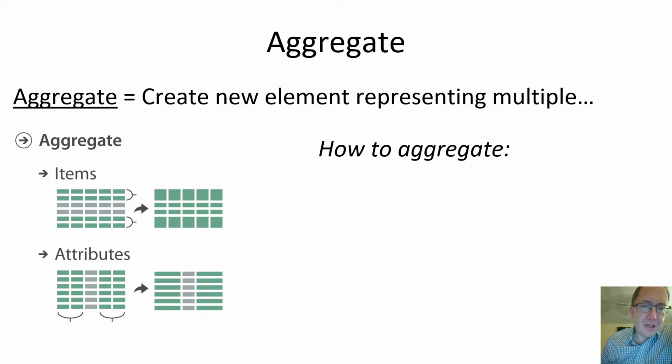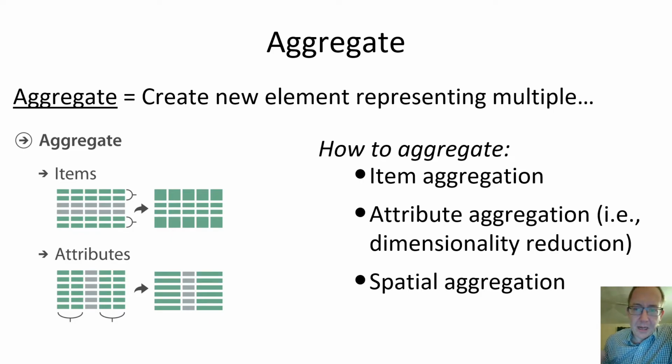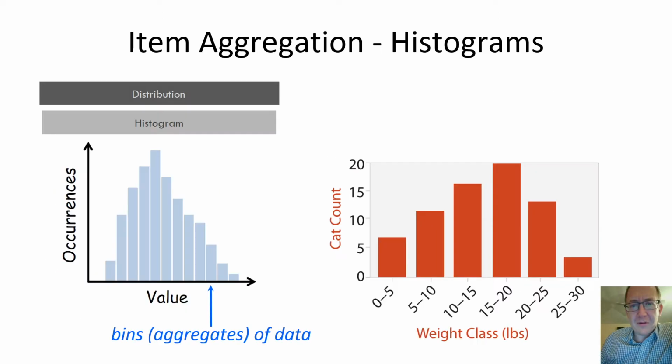So how do we aggregate our data? Well, we can aggregate by items, fine. We can aggregate by attributes. And we also have spatial aggregation. Now that's a little bit of a weird thing. I think I have a spatial aggregation. So here's an item aggregation.